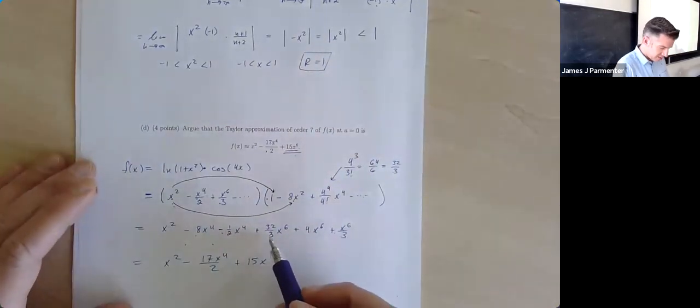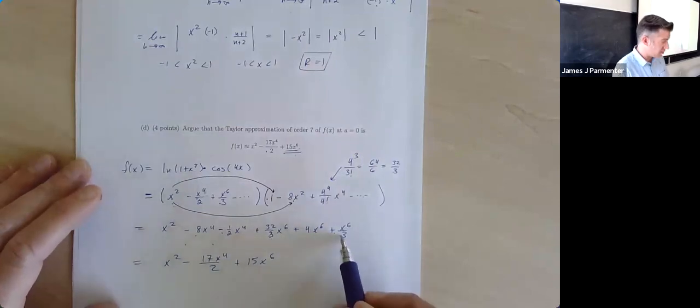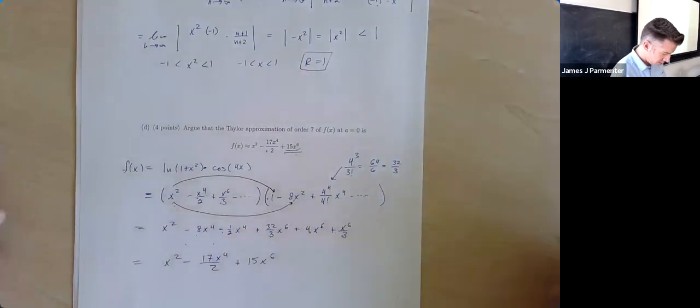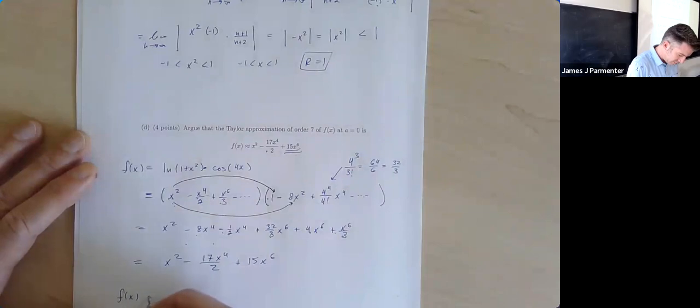But we can check 32 thirds plus 1/3 is 33 thirds, which is 11, and 11 plus 4 is 15. So that's good. So we could say that f of x, we should really say that f of x is approximately x squared minus 17x to the 4th over 2 plus 15x to the 6th.